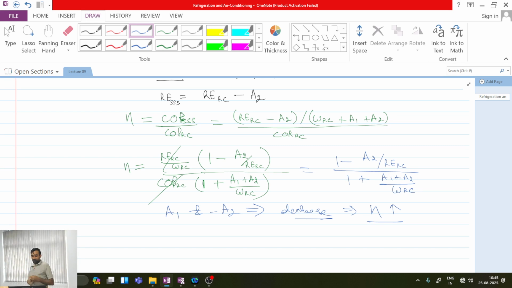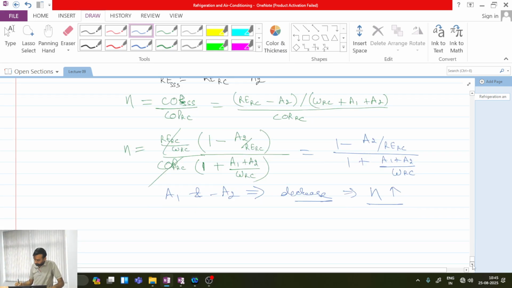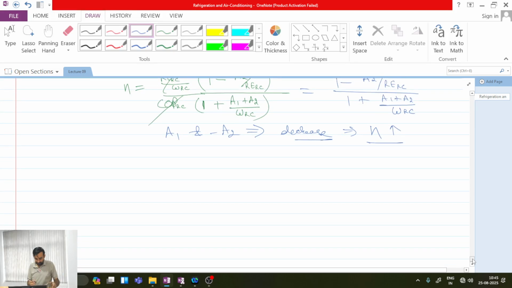So now our attempt should be to decrease the value of A1 and A2. And to decrease these values, what can we do? We can choose different types of working fluid, because there are different working fluids which have their own characteristics. Now let me come to different types of TS diagrams.